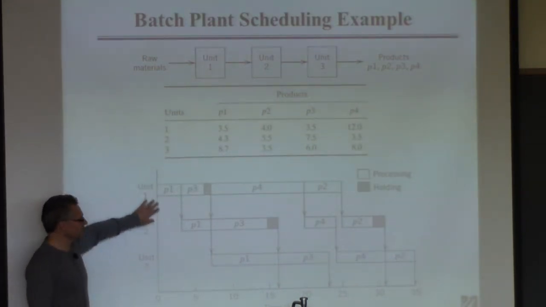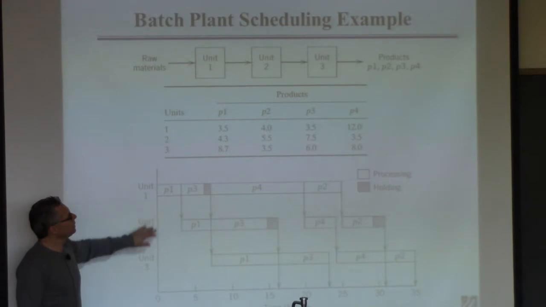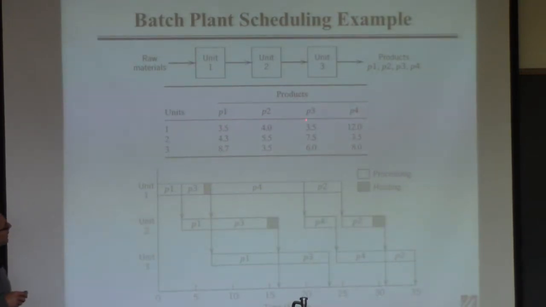And so this is the solution to a scheduling problem. So what do you do? Well, this is the amount of time it takes to do. You have some amount you've got to make of these. Each one is worth a certain amount of money. You have to pay for raw materials. You can pose a big optimization problem to solve this.